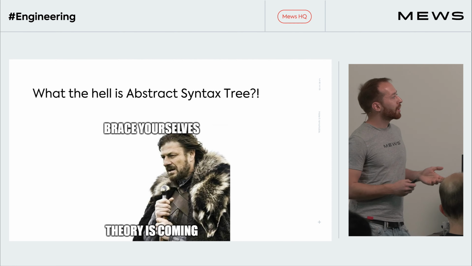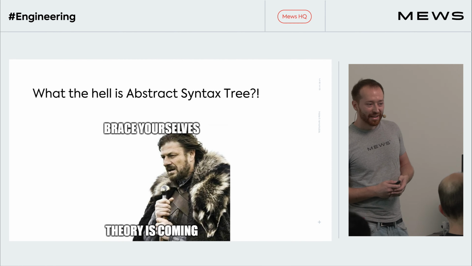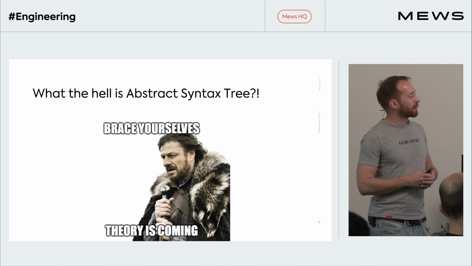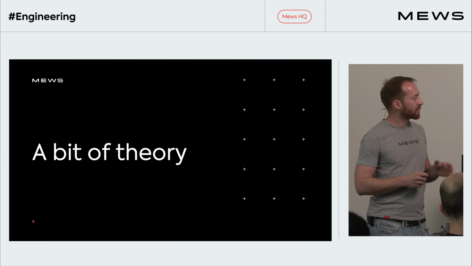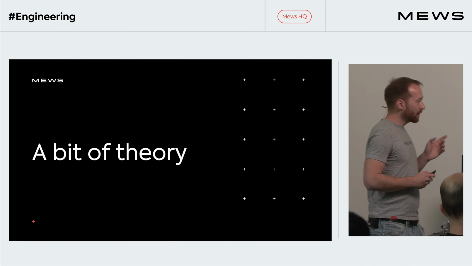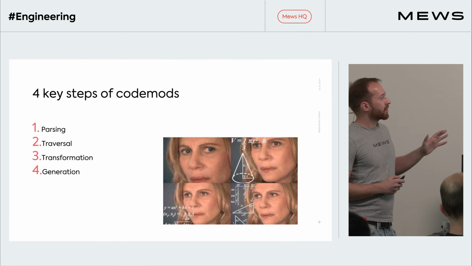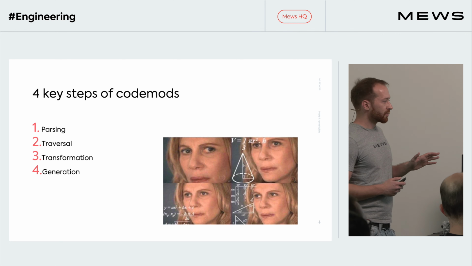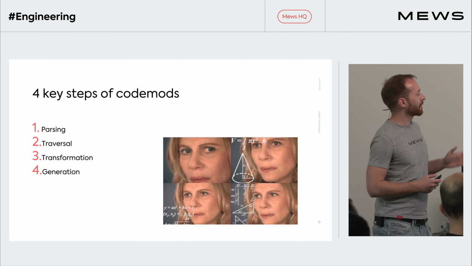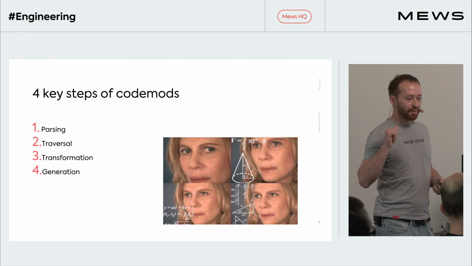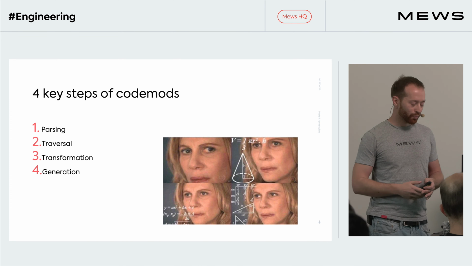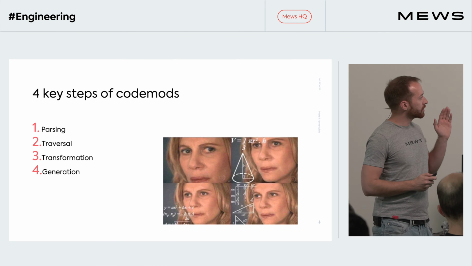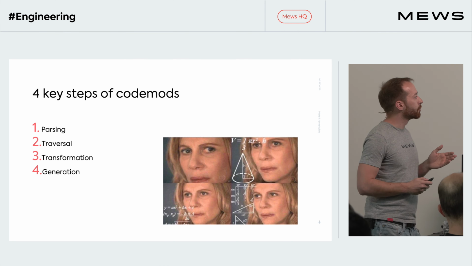Now you might be wondering, what the hell is an abstract syntax tree? So I hope that you will bear with me for a little bit of theory. Let's start with the 4 key steps of codemods. Don't be confused like the math lady. There are just 4 steps. It's simple. It's parsing, traversing, transformation, and generation. So let's decipher it step by step.